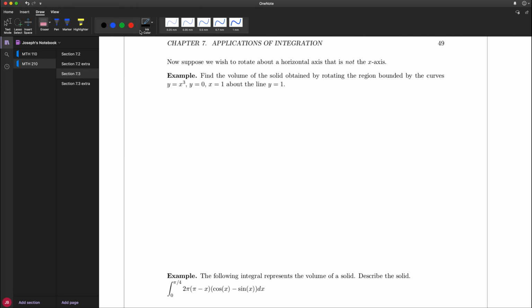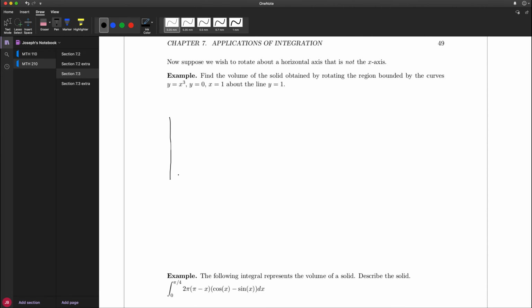Okay, so what we're going to do is we're going to find the volume of the solid obtained by rotating the region bounded by the curves y equals x cubed, y equals 0, x equals 1, about the line y equals 1. So let's draw a picture.